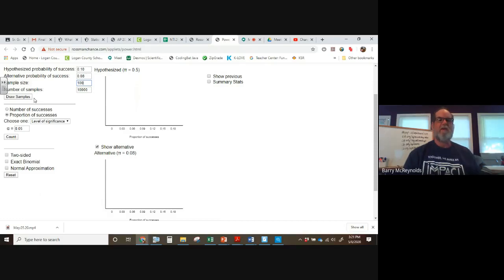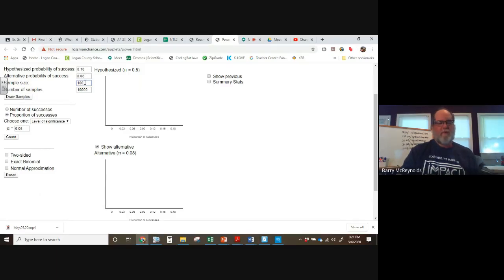So what I want us to do here is play around and see what kind of sample size would produce a power of about 0.64. Okay, so we'll take a look at the applet here. Our null hypothesis is 0.8. The true alternate value is 0.08.